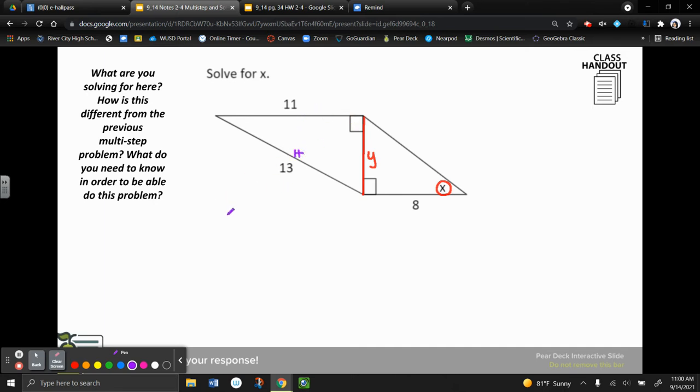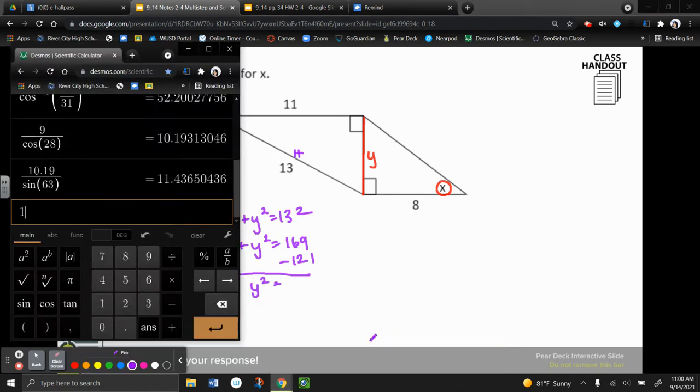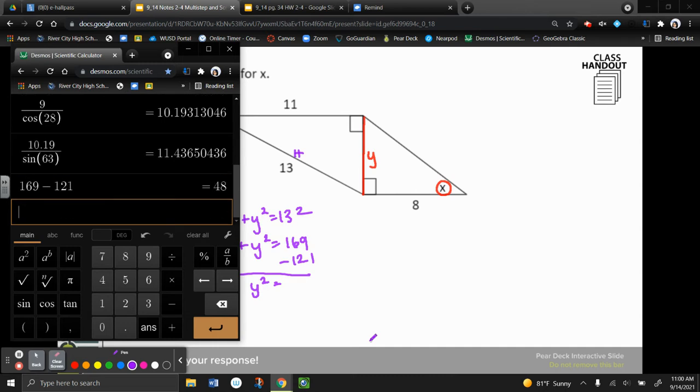This is my hypotenuse. So it's going to be 11 squared plus y squared is equal to 13 squared. 11 squared is 121. 13 squared is 169. Subtract 121 from both sides. So 169 minus 121, we get 48.